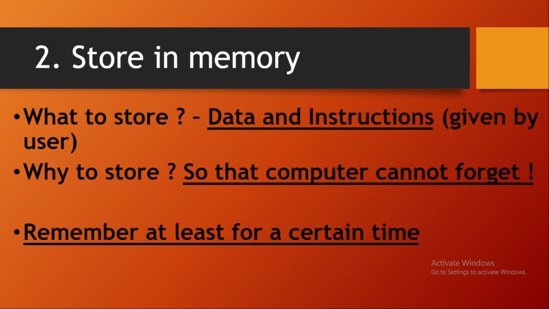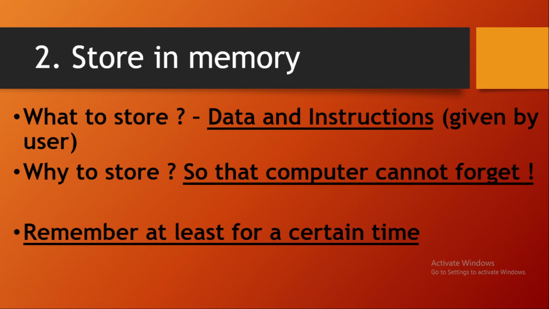The second thing that a computer does is storing in memory. So what to store? All this data and instruction given by the user has to be stored in memory. And why store in a memory? So that the computer cannot forget. It is just like a human.